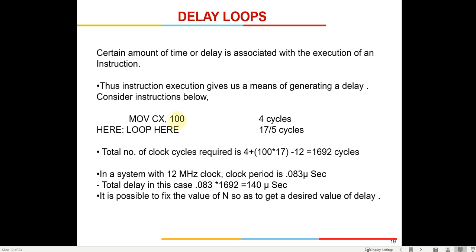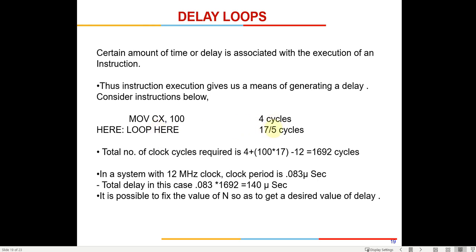So move cx is 4 cycles, and then loop is 17 cycles to go back to the loop, and coming out of the loop is 5 cycles. Every time it encounters the loop, it is going to decrease the value of cx, and if it is not 0, it is going to loop again in the same place. So it will insert a delay, and only once it comes out of the loop will the next instruction be executed. So you are inserting a delay here.